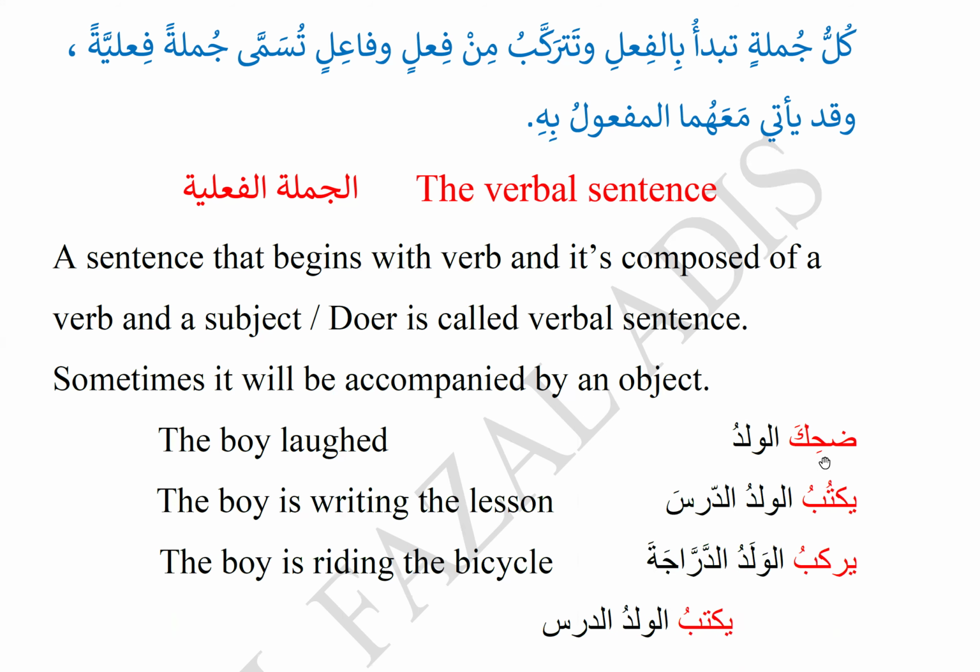So they give examples. ضحك الولد, the boy laughed. So ضحك is the verb and it's past tense, the fi'l madi. الولد is the fa'il. يكتب الولد الدرس, the boy is writing the lesson. يكتب is the fi'l, الولد is the fa'il. And here الدرس is the مفعول به, or the object. So as you can see, the word يكتب is a verb that has an object, and ضحك is a verb that does not have an object. يركب الولد الدراجة, for example, the boy is riding the bicycle. يركب is the fi'l, الولد is the fa'il, الدراجة is a مفعول به.